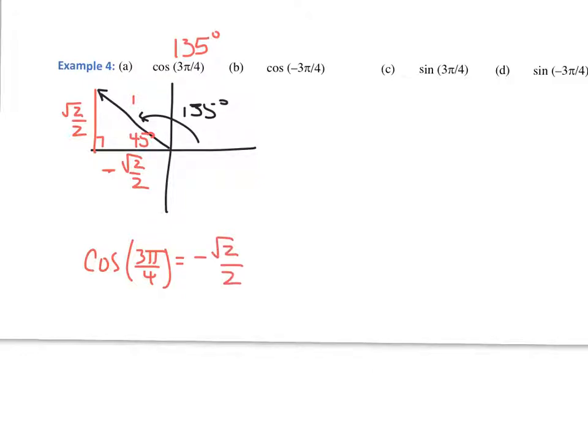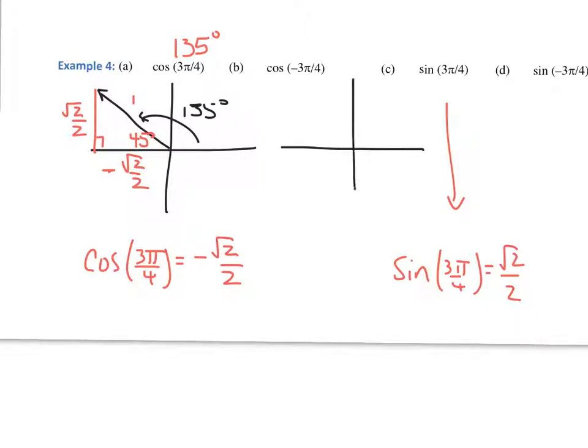Negative root 2 over 2. Remember, it's the negative one because it's the x value for cosine. All right, so while we're at it, what is the sine of 3 pi over 4? And then when you do the other two, you may want to just draw a new picture. All that simply means is that you're going to negative 135 degrees, so this is negative 3 pi over 4, which leaves you pi over 4, which is the same thing as 45 degrees.